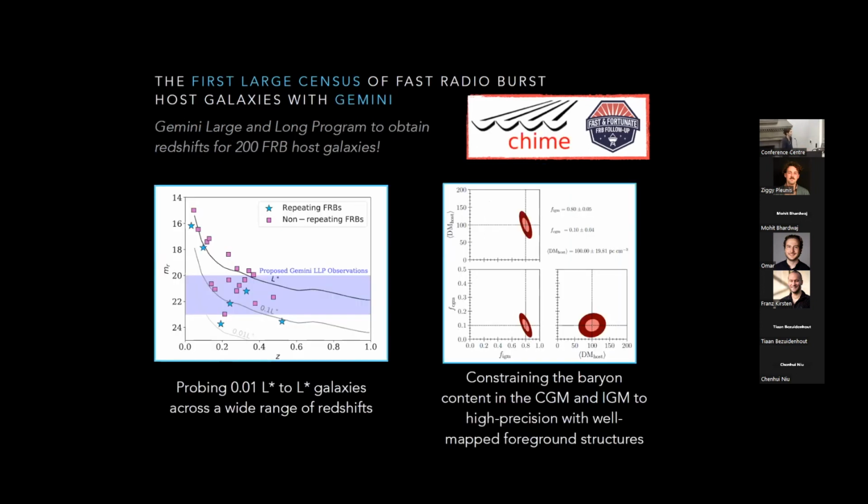And then building on that, we recently submitted a Gemini large and long program with the CHIME team. This program is designed to obtain redshifts for 200 FRB host galaxies once CHIME Outriggers come online. And you can see that we'll be probing quite a wide range in galaxy types over a very broad redshift range. We'll also be able to place some very high precision constraints on cosmology. So we're very excited for this, hoping it gets approved. So fingers crossed.